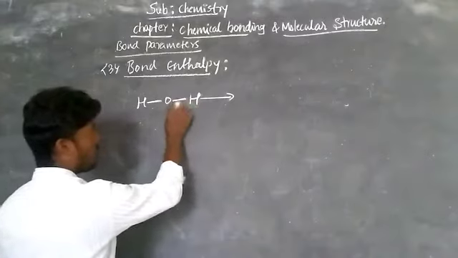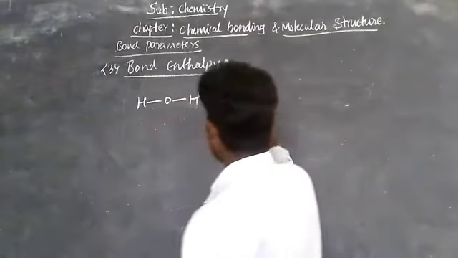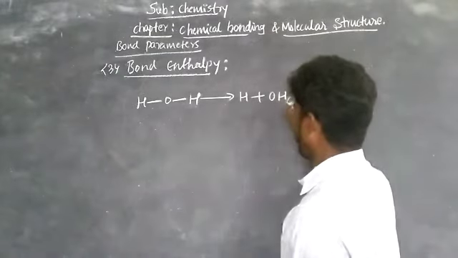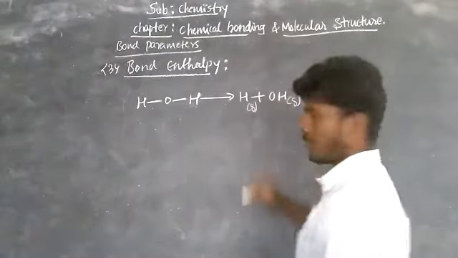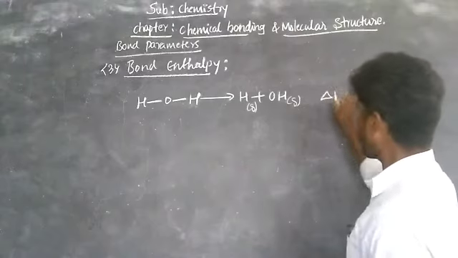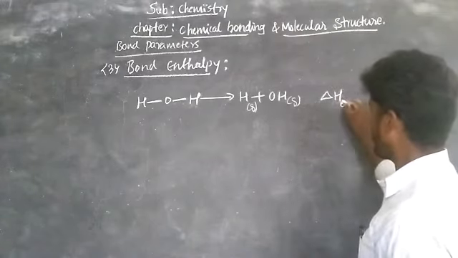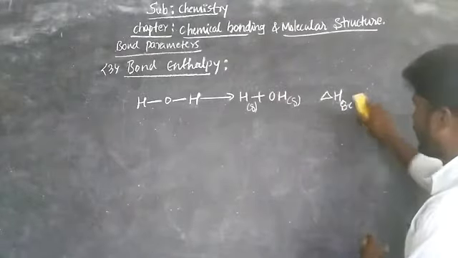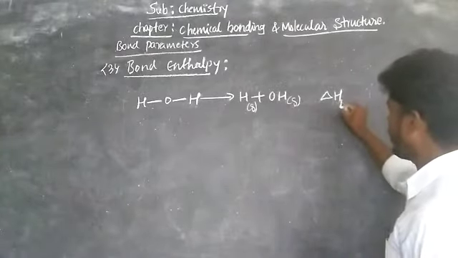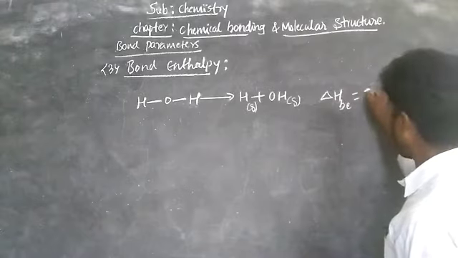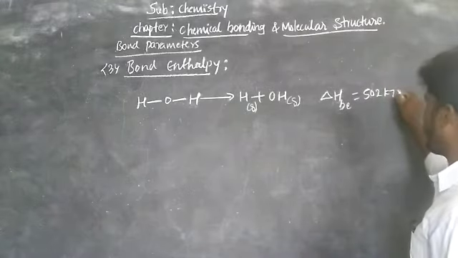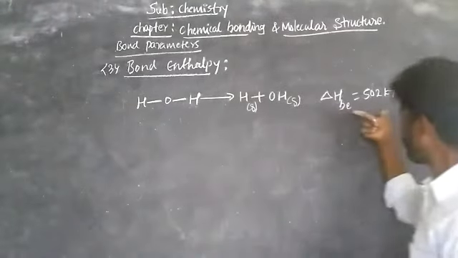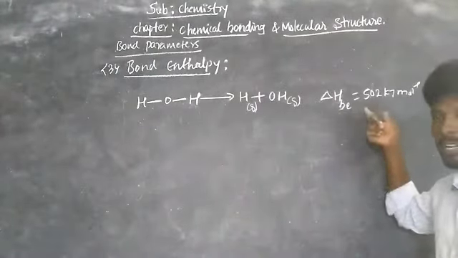Now to cleave the first O-H bond, you get H plus O-H, that is both in gaseous state. Okay, so now the bond enthalpy, delta H of bond enthalpy, is equal to 502 kilojoules per mole. Now to cleave one O-H bond, this much quantity of heat is required.